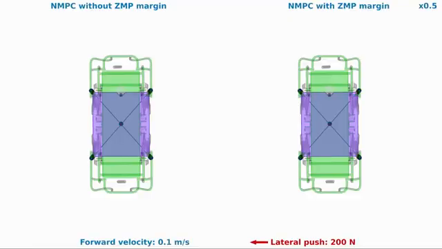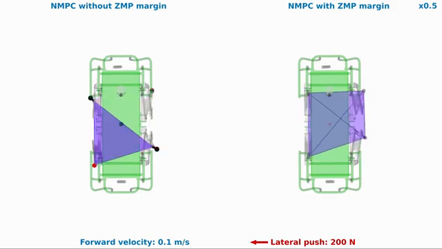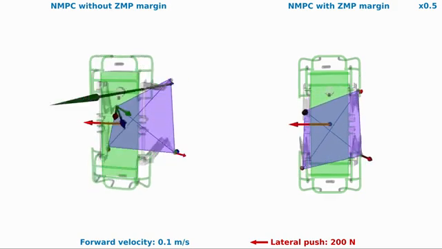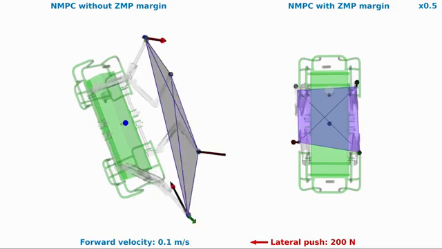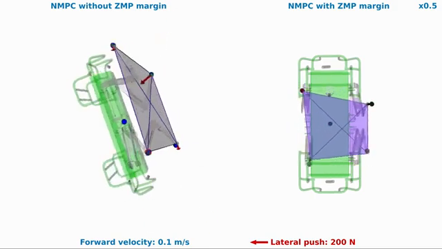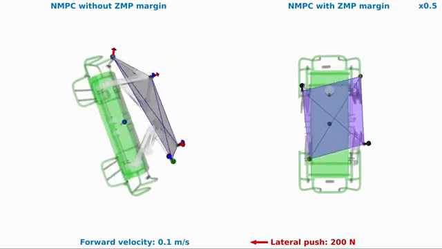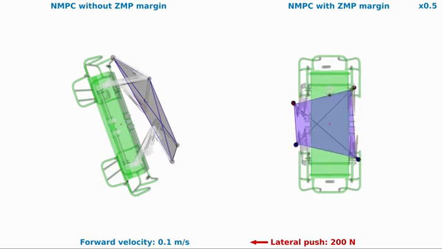In a second simulation, we show how NMPC ensures locomotion stability of the high-Q robot by maintaining an essential ZMP margin. When pushed with a lateral force of 200 newtons, the robot falls when there is no ZMP margin. On the other hand, with a sufficient ZMP margin, it walks stably even in the presence of an external disturbance.